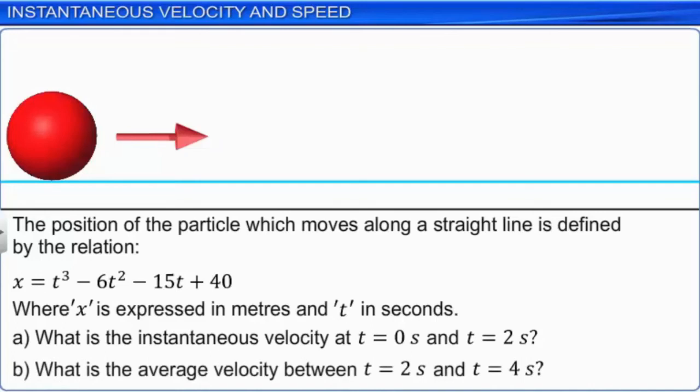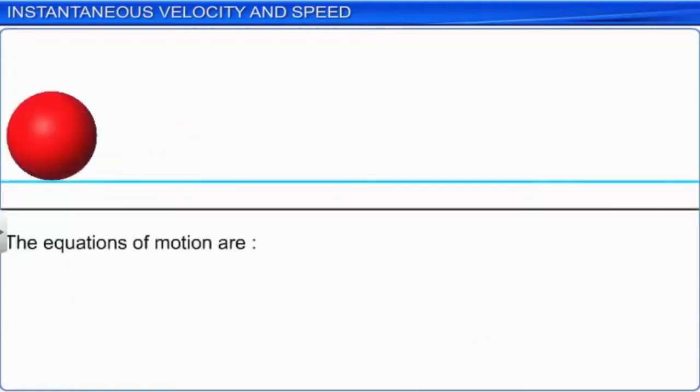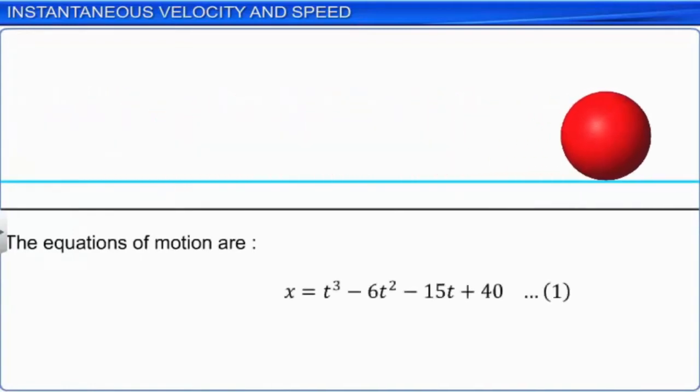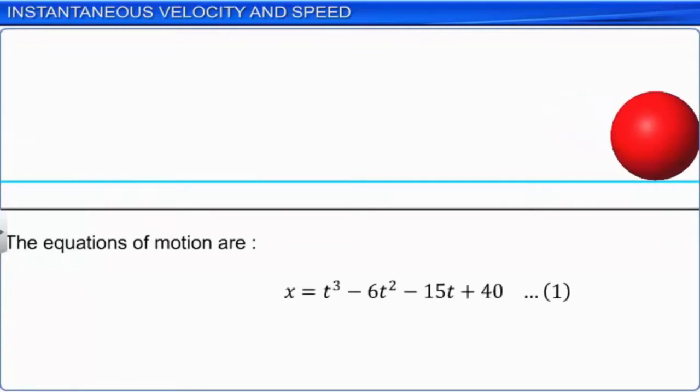Solution: the equations of motion are x is equal to t cube minus 6t square minus 15t plus 40. v is equal to dx by dt is equal to 3t square minus 12t minus 15. Label these equations 1 and 2.